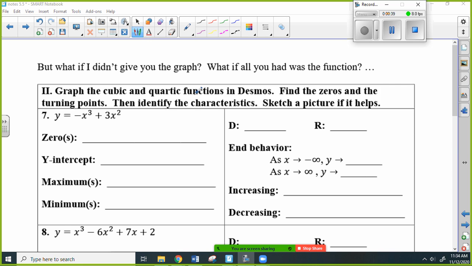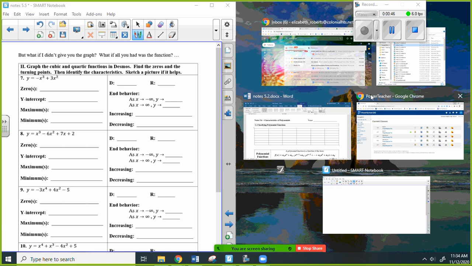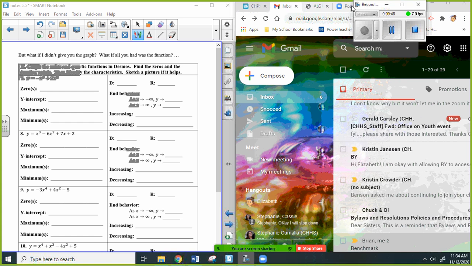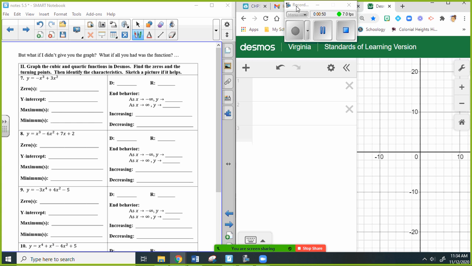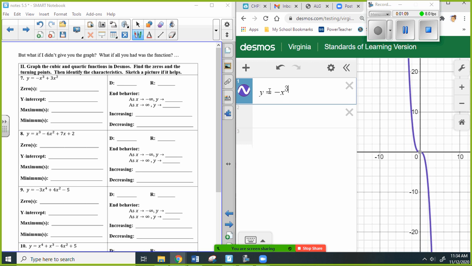Okay, so we're going to use Desmos. So I actually am going to attempt to do a half and half here. Okay, I know it gets kind of small when I do that, but I just want to show you how good Desmos is. So in Desmos, if you want to have it on your phone and follow along with me, that's fine. I'm going to do y equals negative x raised to the third plus 3x raised to the second.